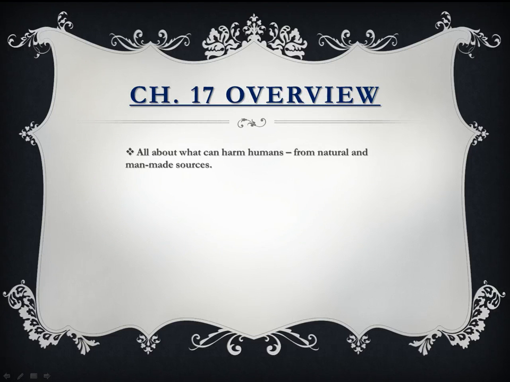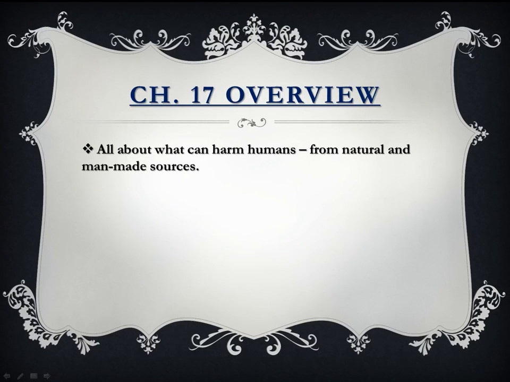So Chapter 17 is all about things that harm human health and, of course, that which harm the environment and species there. These potential hazards, if you will, can be both natural and man-made, but of course the most deadly come from man-made chemicals that we have derived from oil and other places.